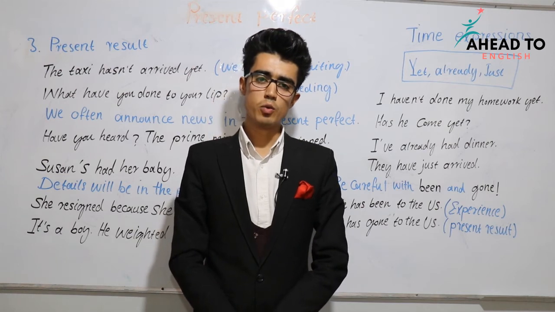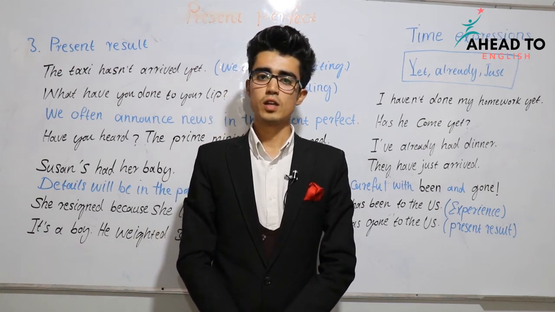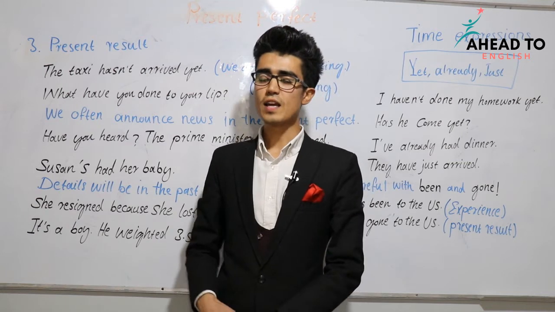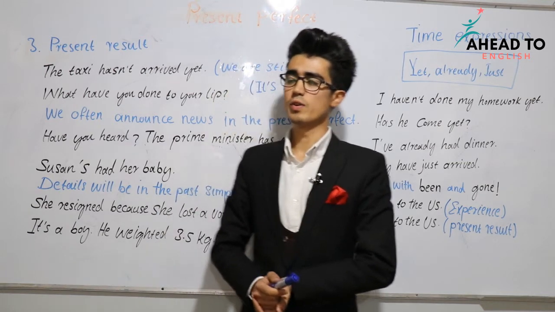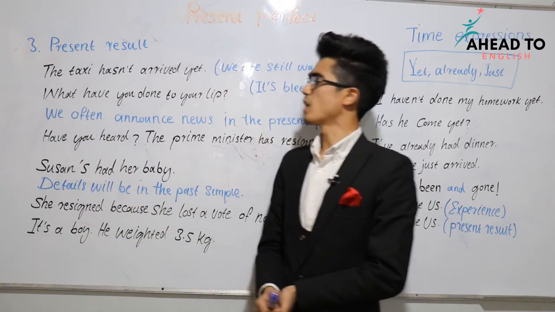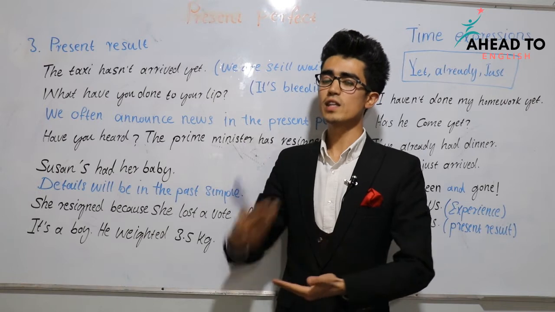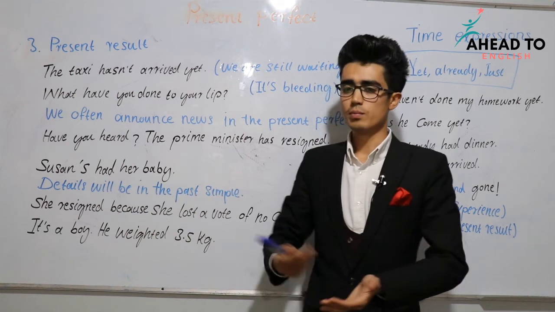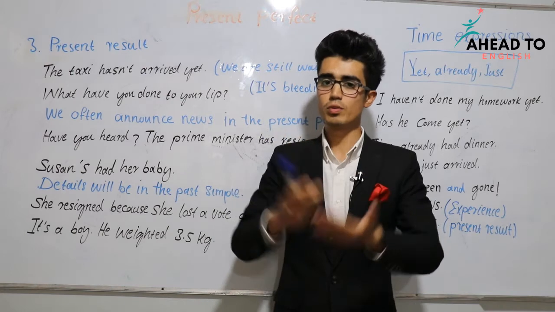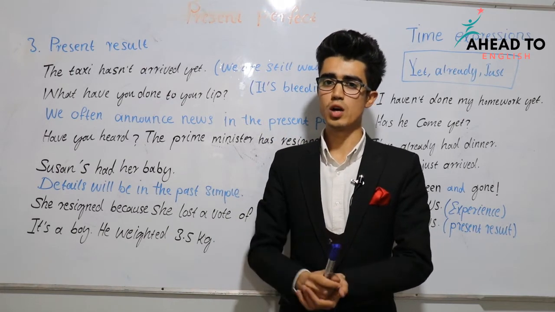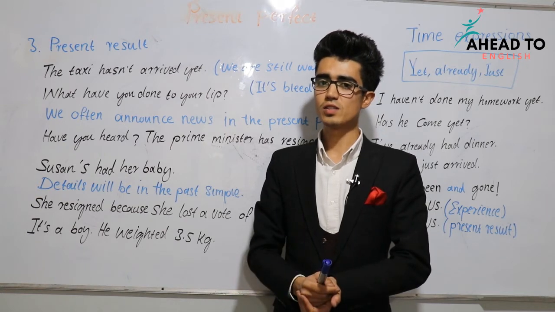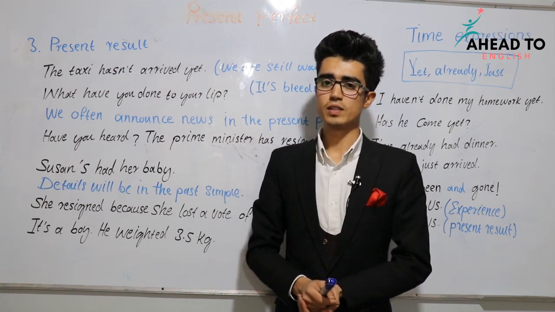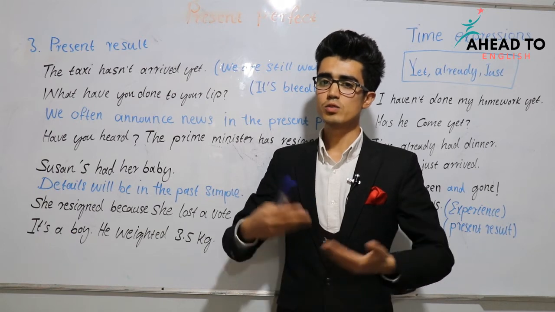The third usage, we use present perfect tense for the actions happened in the past with the result to the present. The action happened in the past and has a present result. For example, the taxi hasn't arrived yet. What is the result? We are waiting for it now. Or what have you done to your lip? What is the result? The result is it's bleeding. Your lip is bleeding. What have you done to your lip? Or the taxi hasn't arrived. We're still waiting for it. Present perfect tense is used to explain an action happened in the past with the result to the present.